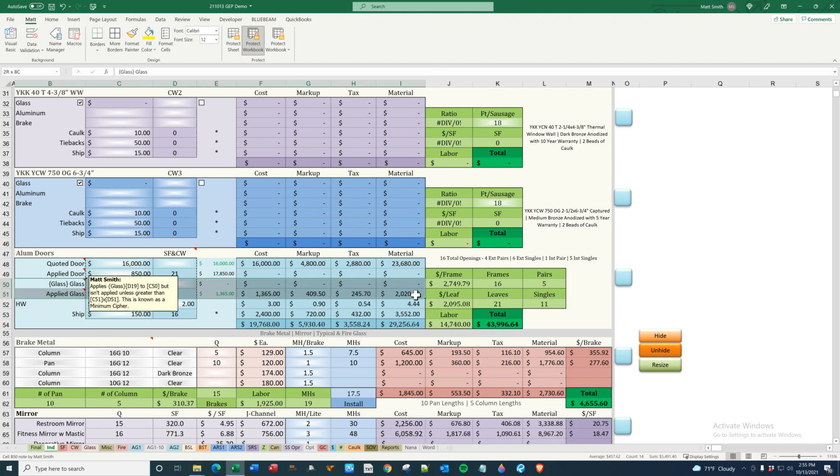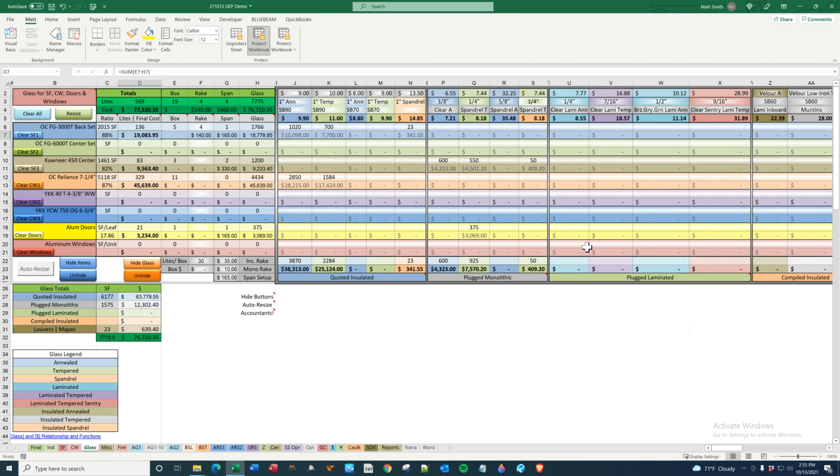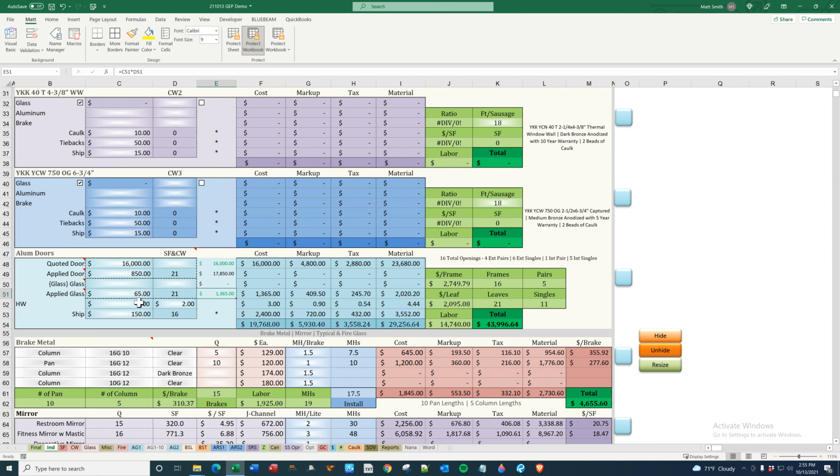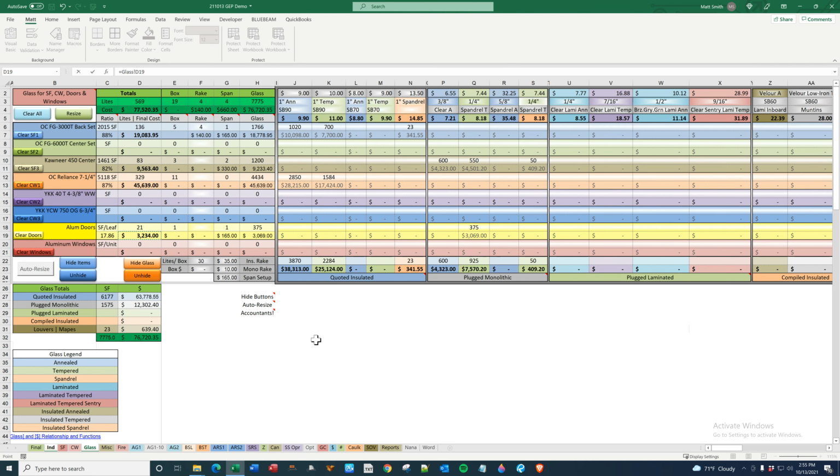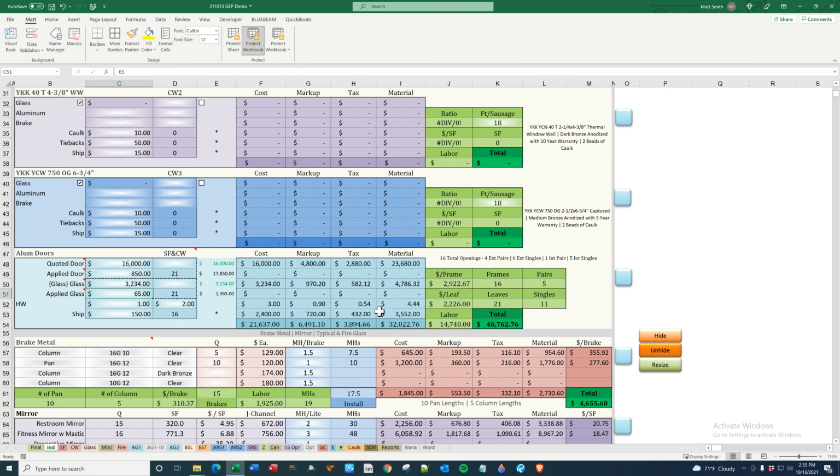Glass is what's known as a minimum cipher. $65 is to represent the price of 1/4 inch clear tempered in a single door. 65 times 21, which again is the number of leaves, gets you $1,365. This is taken from the glass tab here. Sorry about that. So it is to equal that number there. And if this number is larger than the applied glass, it will carry.